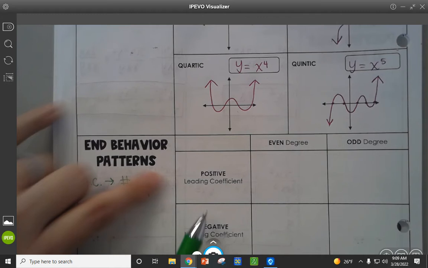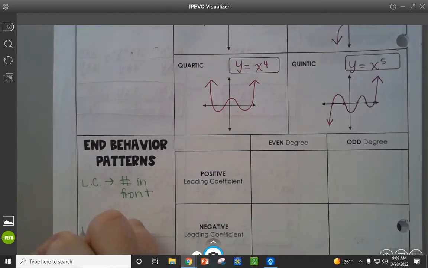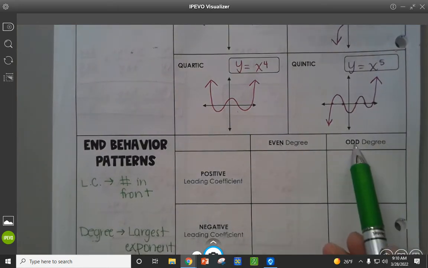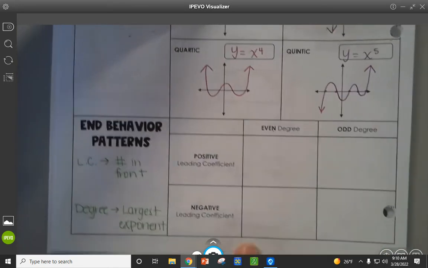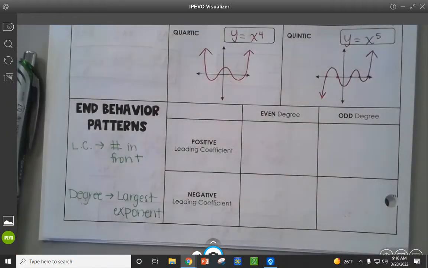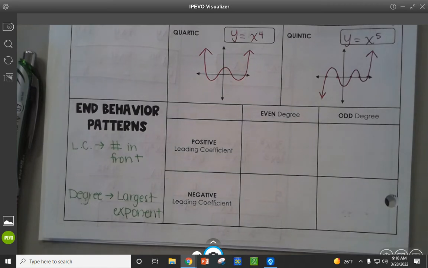That tells us one thing. The other thing we look at is the degree. What is the degree? The largest exponent. And with that, we want to know, is it even or is it odd? And if we know those things, I can tell you what the end behavior is going to look like. I can tell you if the arrows are pointing down or if the arrows are pointing up without looking at the graph.